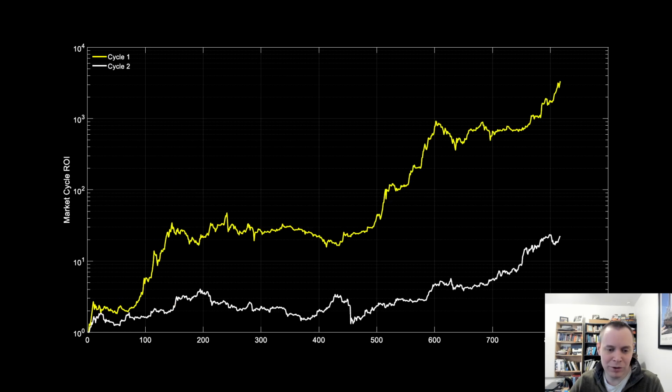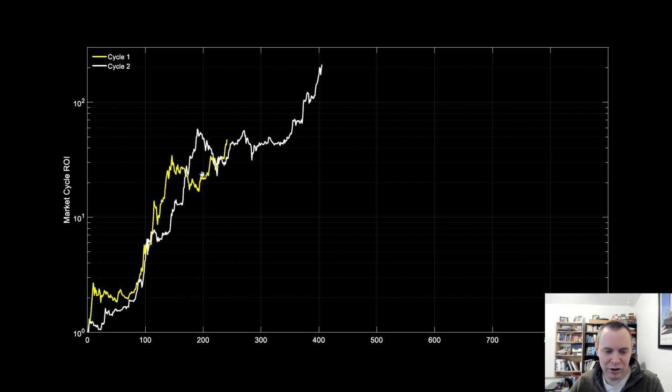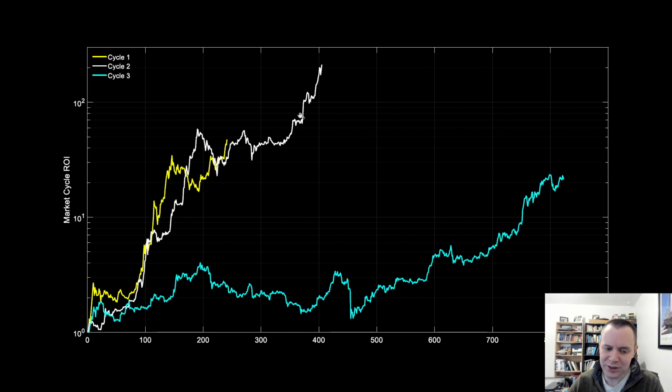So you can see that both of these subcycles, this one and this one, actually look fairly similar, except the second one extended on. And then later we're going to even break that down into a third subcycle. So if we compare it to the one that started December 2018, this is what you get.